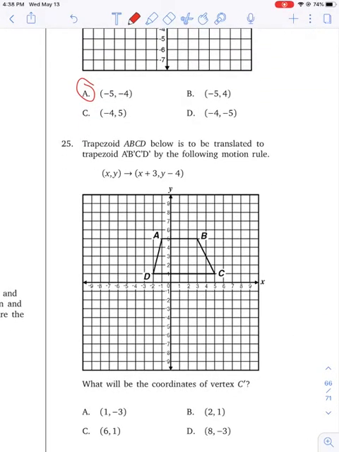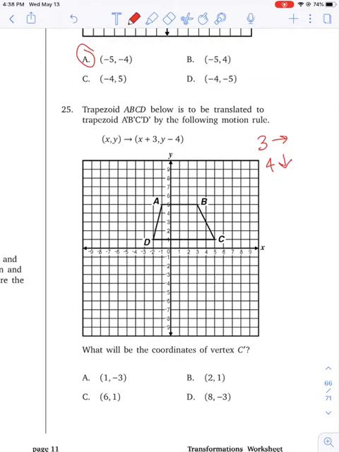Okay, so we're translating it by that rule. So X is going 3 right, Y is going 4 down. What'll be the coordinates of C? So C is originally at (5, 1), and they're saying that X goes right 3, so that's going to be 8. Y is going down 4, so that'll be negative 3. So D is my answer there.